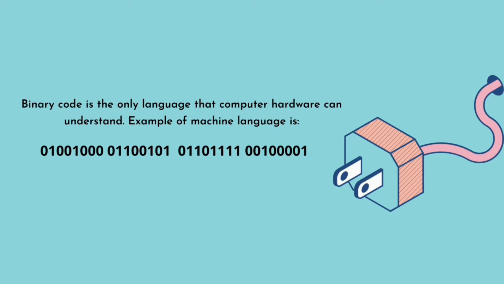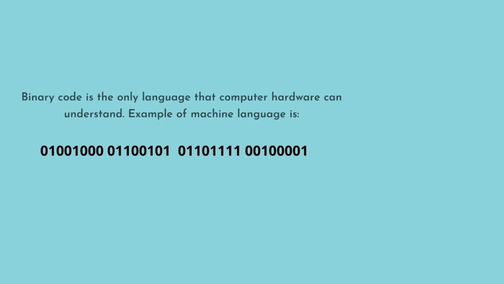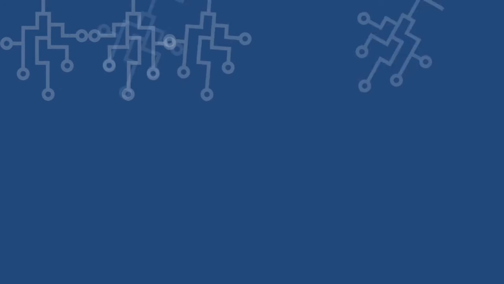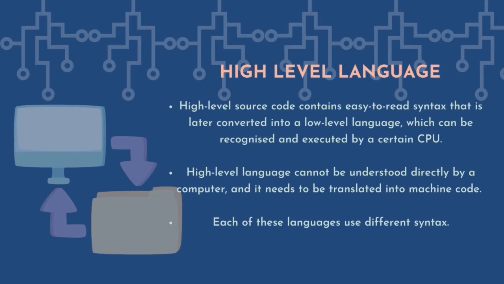Ultimately, the source code of every human-readable programming language must be translated to machine language by a compiler or an interpreter, because binary code is the only language that computer hardware can understand. There are 2 ways to do this, and they are related to how the program is executed. A high-level language can be compiled or interpreted.